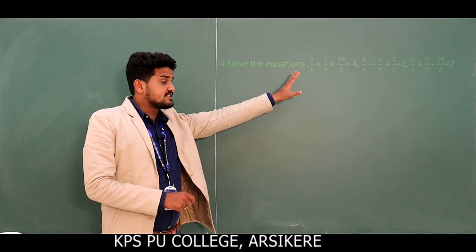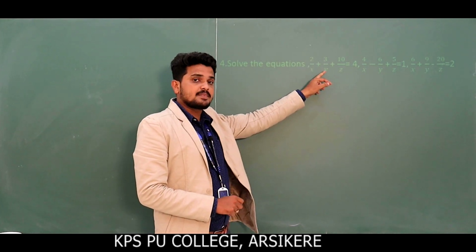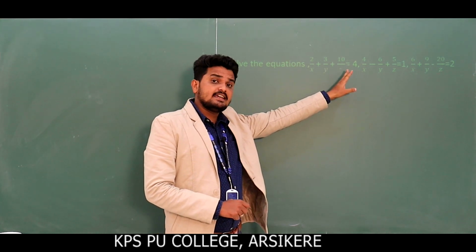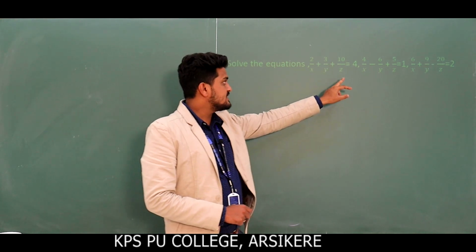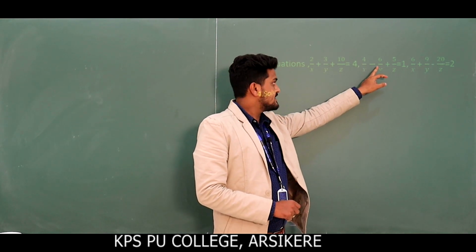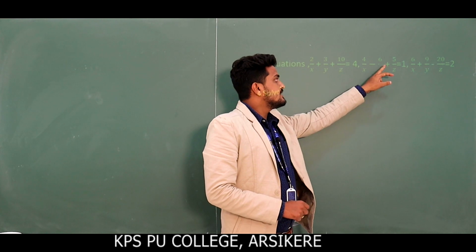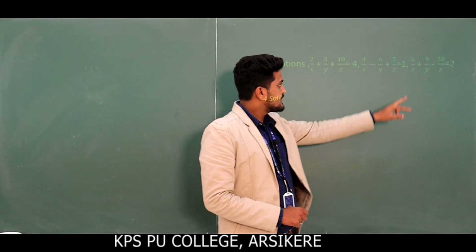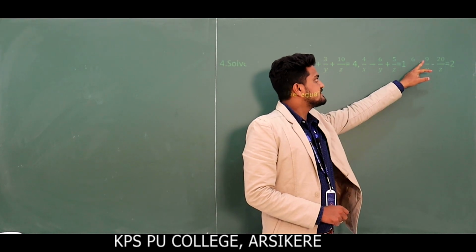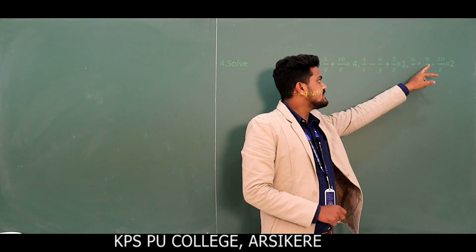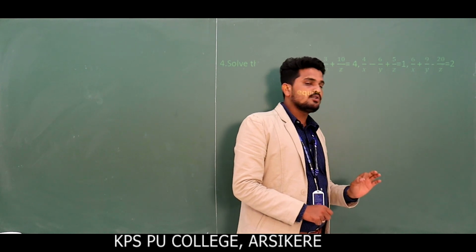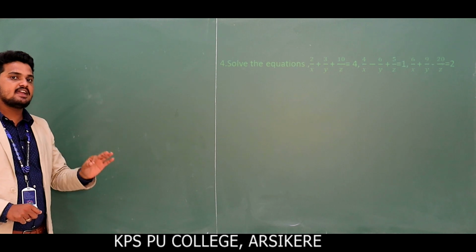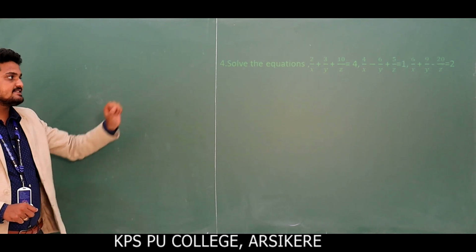solve the equations: 2/x + 3/y + 10/z = 4. The second equation: 4/x - 6/y + 5/z = 1. The third equation: 6/x + 9/y - 20/z = 2. So we have to find the values of x, y and z using these equations.